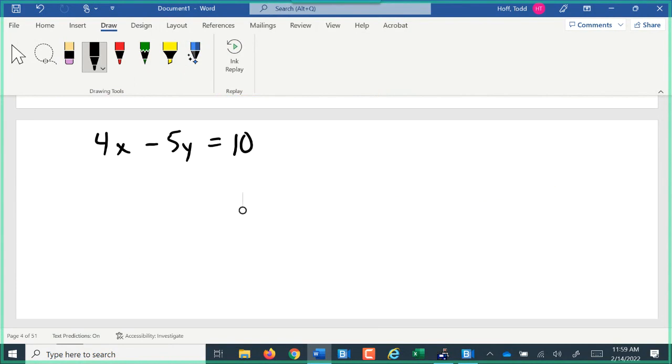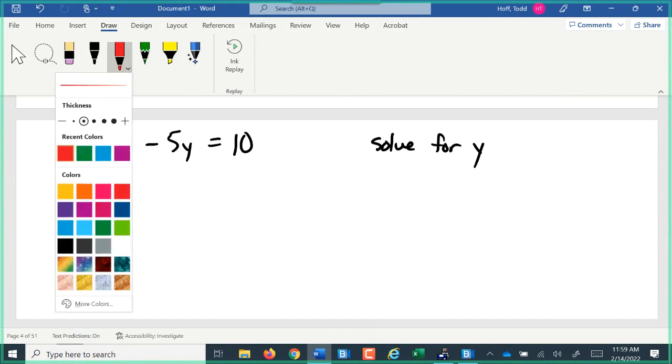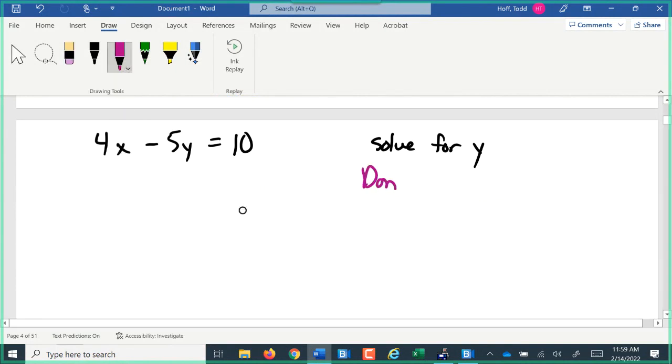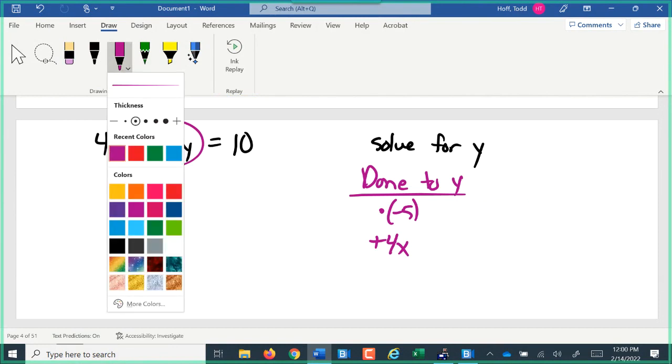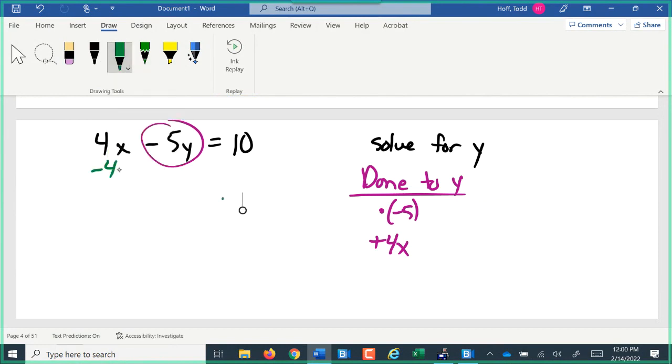One thing that we're going to look at in Unit 4 briefly is taking equations like this and solving for y. The same process, same concept. Get y by itself here. We have to look at what has been done to y. Y has been multiplied by a negative 5. This is a negative 5 multiplying y here. And the 4x has been added to it. So when we go to take that apart, we'll subtract the 4x.